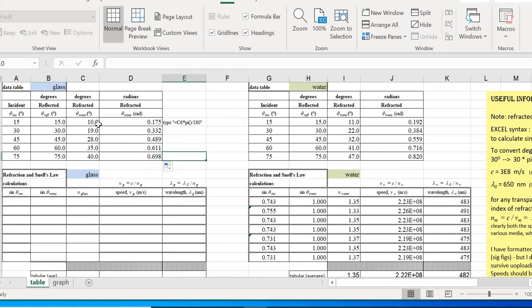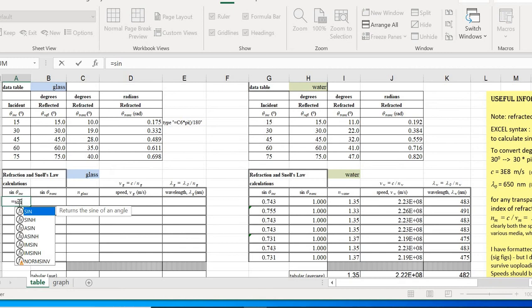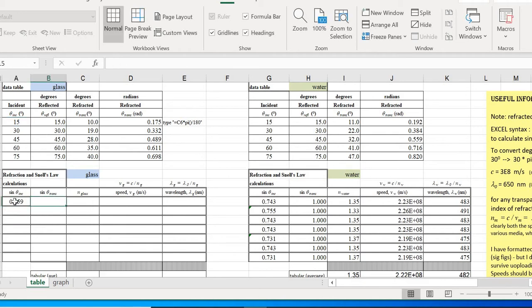0.175 radians is 10 degrees. 0.332 radians is 19 degrees, and so on and so forth. Now, let me show you how to do it in one step. We need to take the sine of these angles. This is not in radians, but watch how you can do it in one step. You can go down here and say equals sine of the incident angle times pi over 180. See that? Boom. There you go.